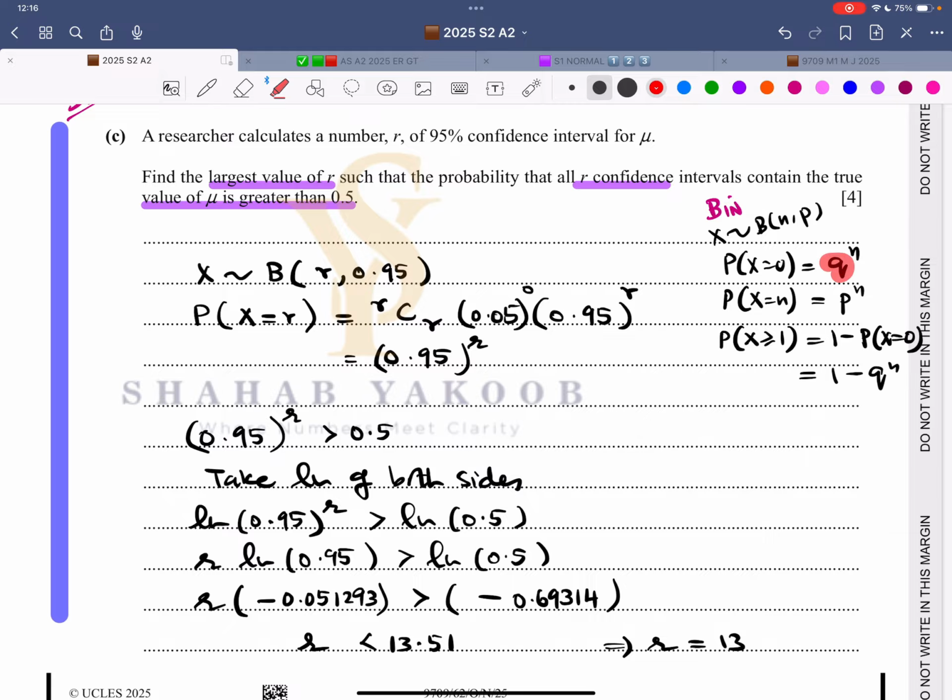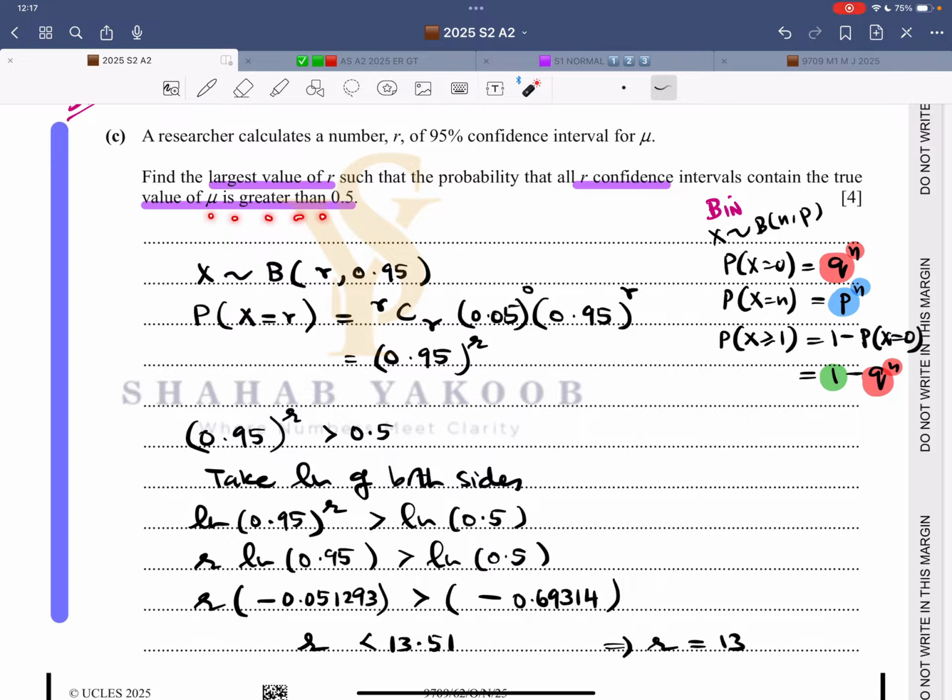So this is the first one, that is q raised to power of n. The other one, that is p raised to power of n. The third one, that is 1 minus, and it's depending on the red one. So this is 1 minus q raised to power of n. So they ask these logarithm questions based upon this. So 95%, that's a probability of success. The number of trials is r. Find the largest value. That depends on the inequality, the final inequality.